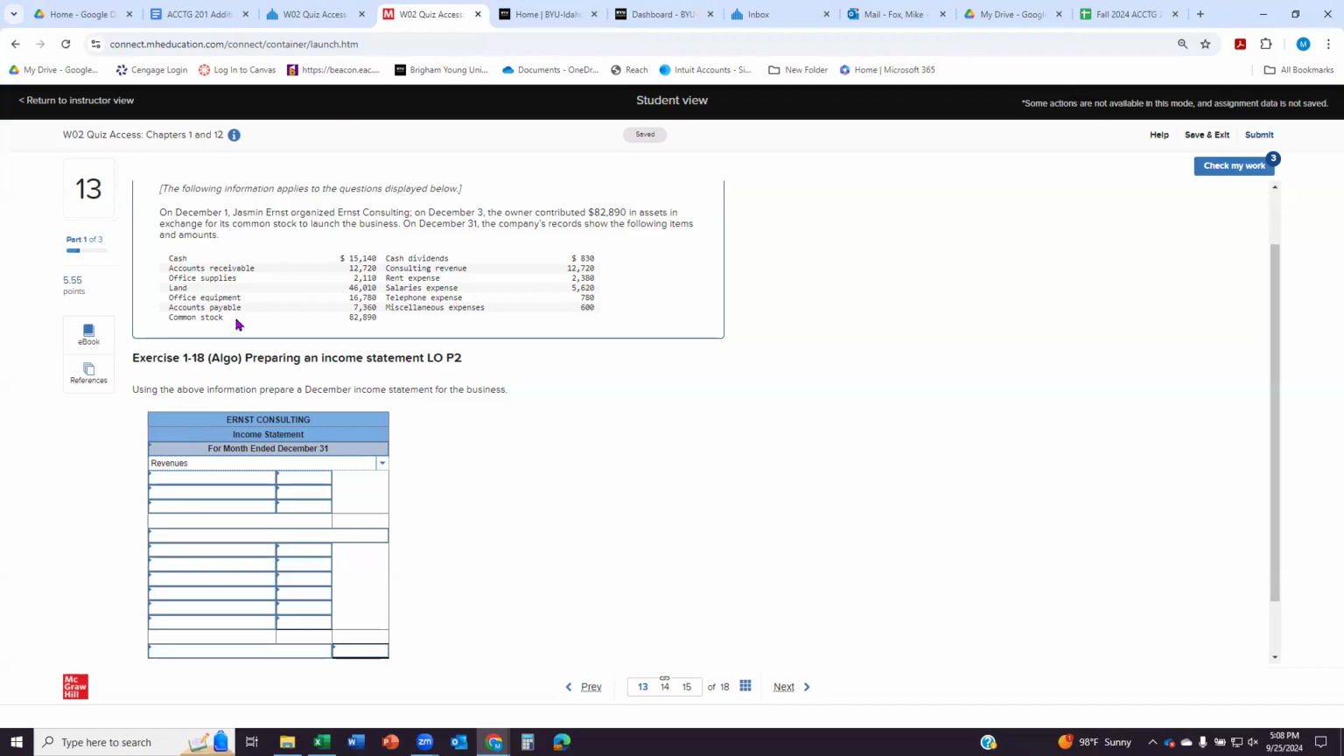Common stock, that's an equity account. That's money that the owners have put into the business. Dividends is money we're going to pay out to the owners. Then revenue is money we earn through doing business. And expenses is our costs we pay or incur in doing business. So our revenue and expenses are going to be all here at the end of this little trial balance looking document. So it looks like we only have one revenue, and it's called consulting revenue.